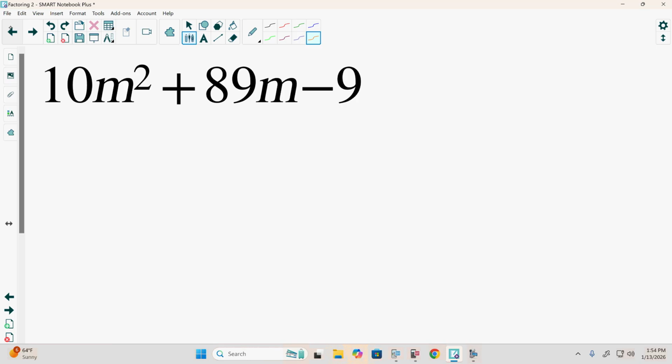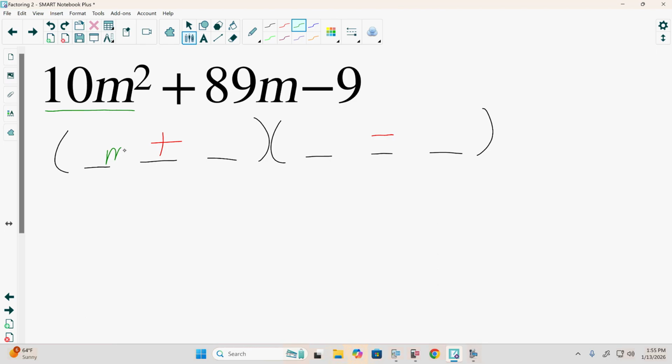10m squared plus 89m minus 9. All right, guys, focus in. Is there a greatest common factor amongst these three terms? No. The sign of our third term is negative, so the signs have to be opposite. Now, the factors of 10m squared, our first term, well, we know we'll have to have m and m. Factors of 10, we have 1 and 10 or 2 and 5.